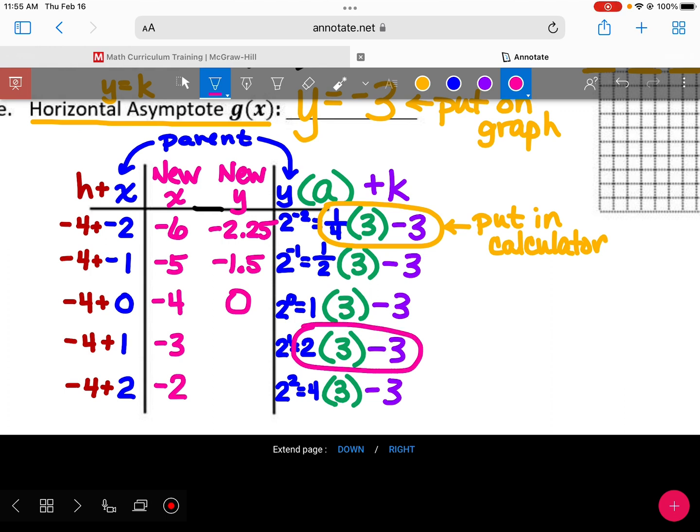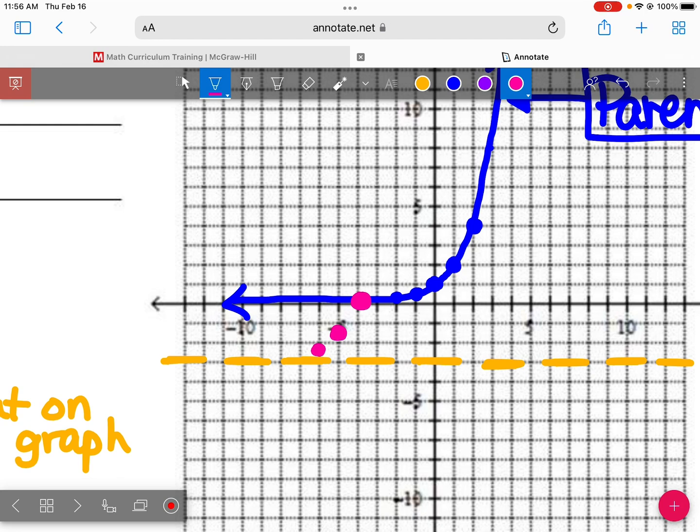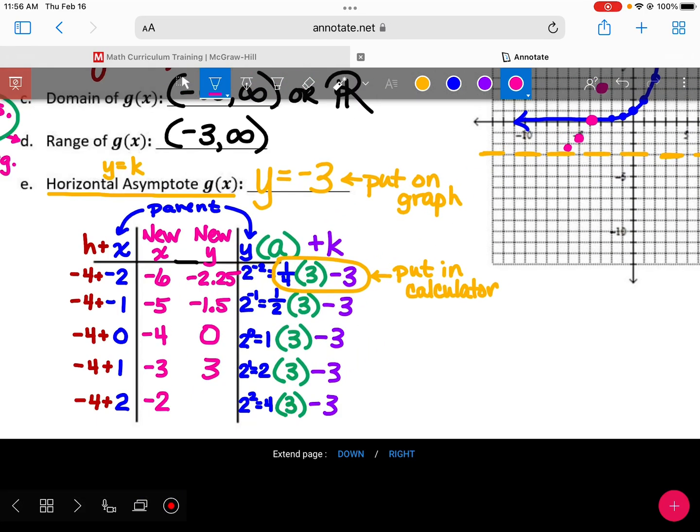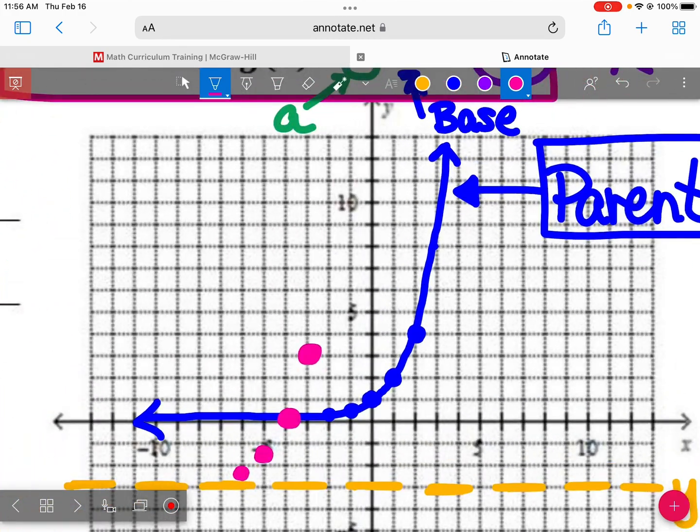What about this point right here? What'd you say? 3. So I have a point at negative 3, 3. Right here. And when I put the very last one in my calculator, 9. So I have a point at negative 2, 9. Right here.